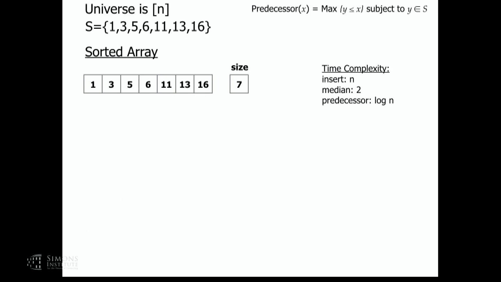Okay, good. So one basic data structure that you can use to solve this problem is just to have a sorted array along with the size of the set. Here insertions are expensive, they can take time n, but the median computation is very quick, and the predecessor computations take log n time.